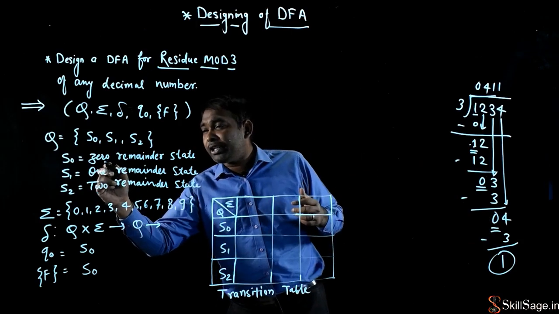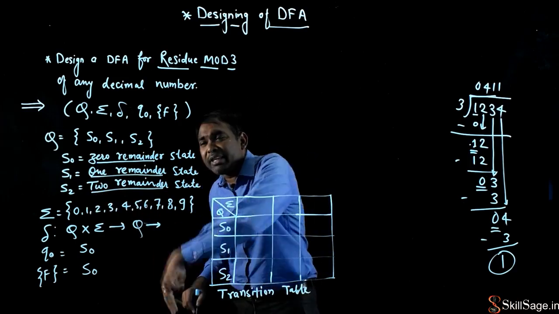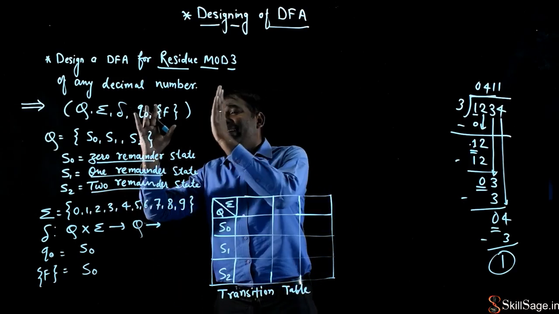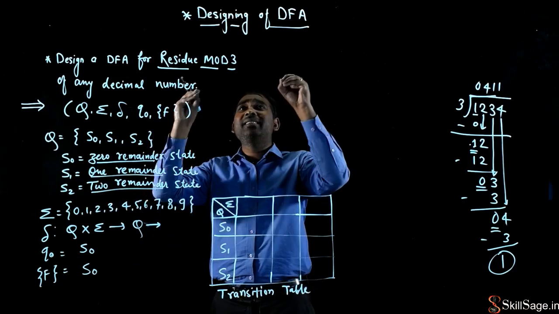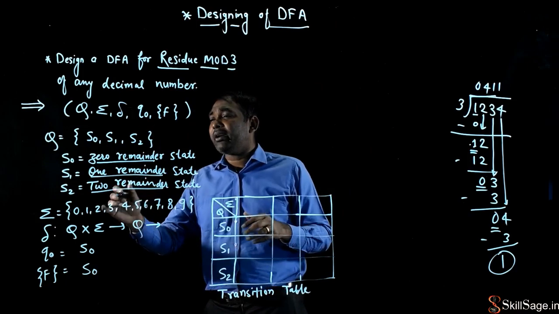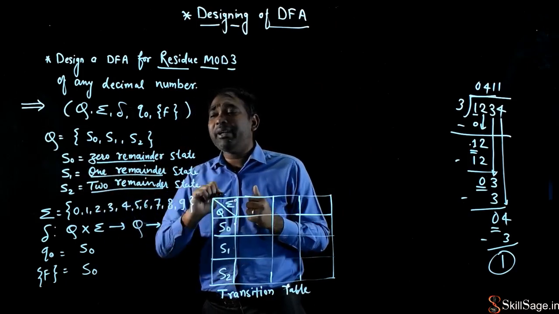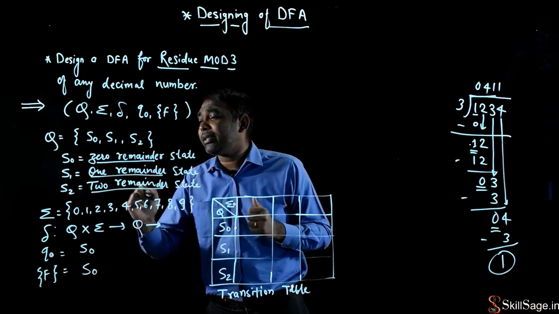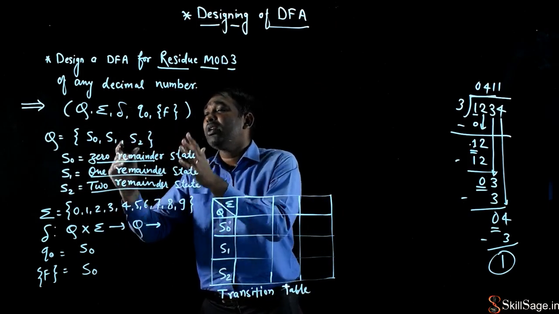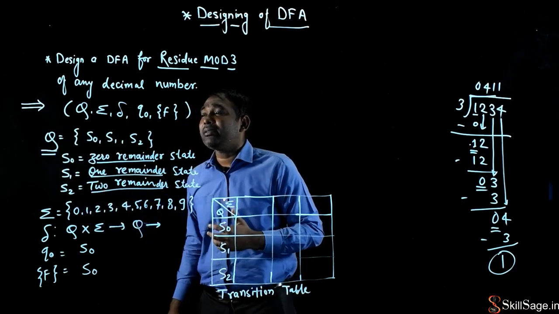So S0 is a 0 remainder, S1 is a 1 remainder, and S2 is a 2 remainder. These are the only 3 possibilities here, so I am going to consider these as my states, the states for designing this DFA for this particular problem. I have assigned S0 as the 0 remainder state, S1 as my 1 remainder state, and S2 as my 2 remainder state. So S0, S1 and S2 are my finite set of states, and this will act as my Q.